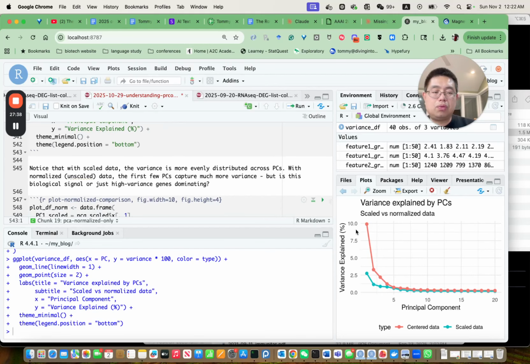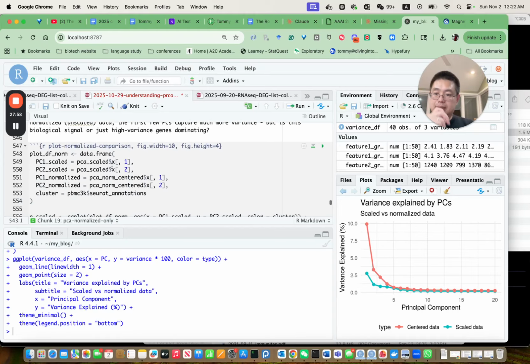However, if you don't scale it, only center it, the first two principal components actually explain a very big variance. But is this biological signal or just the high variance genes that are dominating the first two PCs, for example? Let's take a look here.